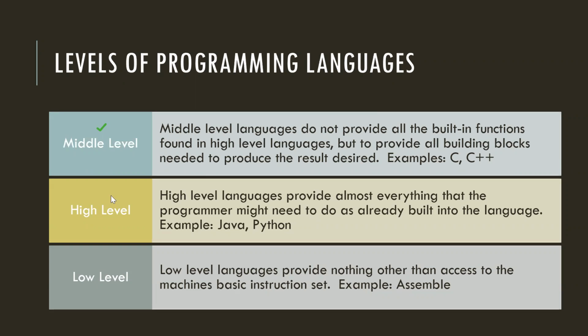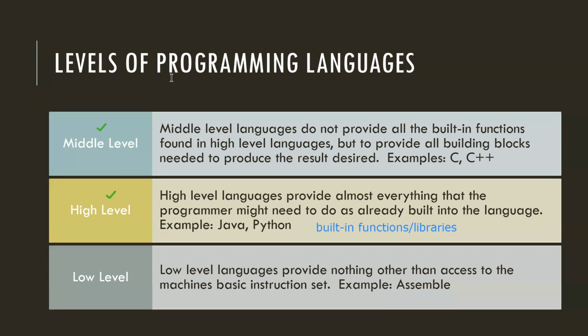Let's go to high-level. High-level languages provide almost everything that the programmer might need to do as already built into the language. So it means there are already built-in functions that you will just need to call. So we have built-in functions. We also have libraries. So like we have programming languages of Java and Python for that.